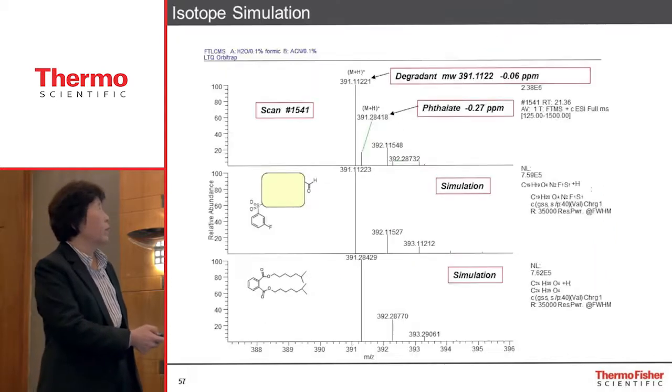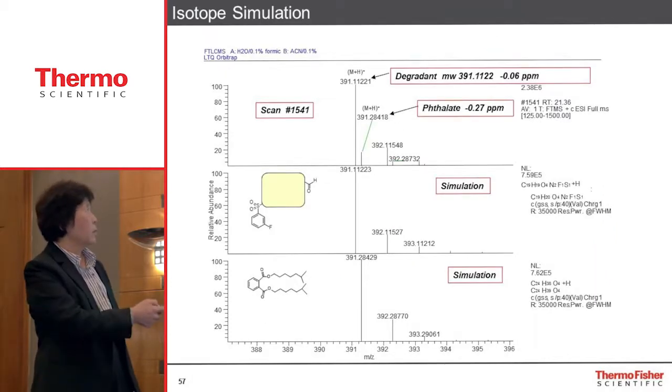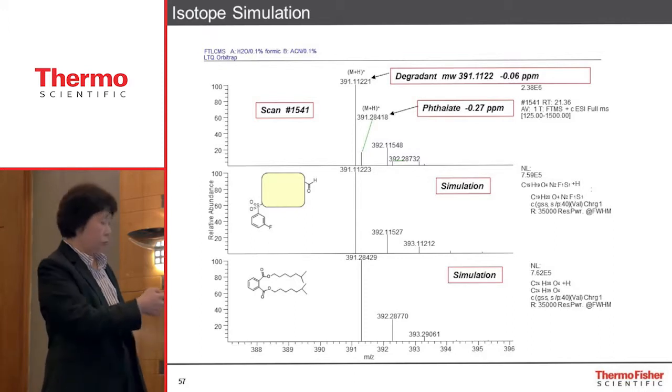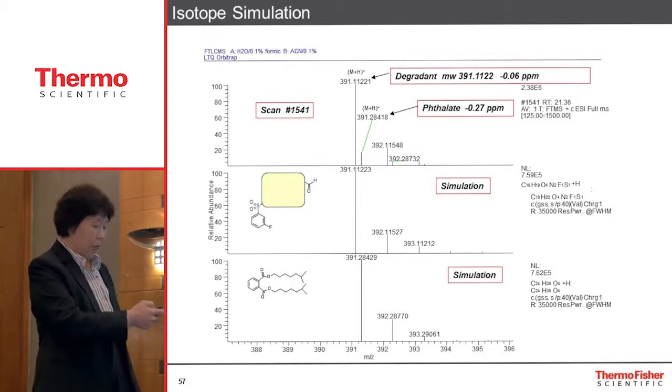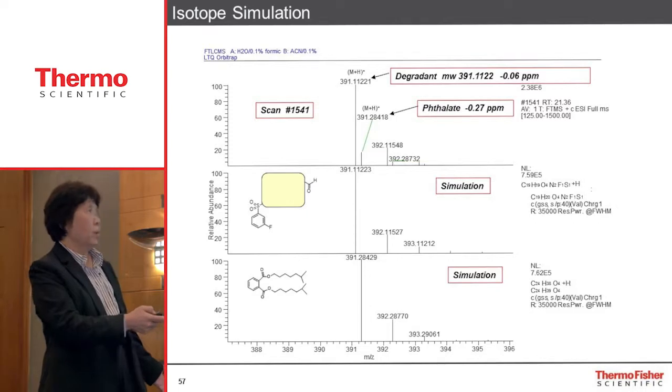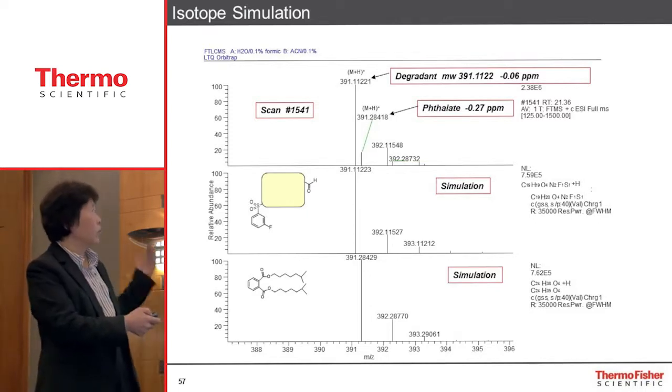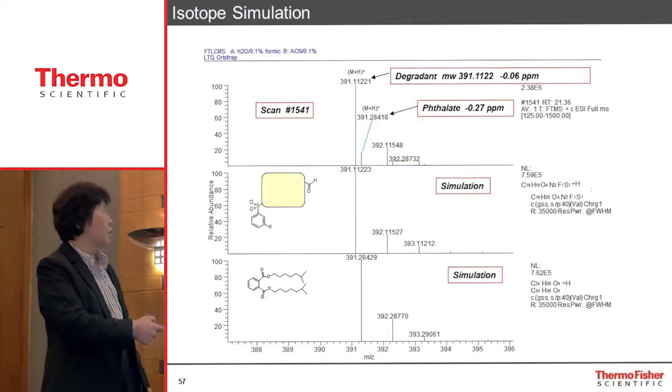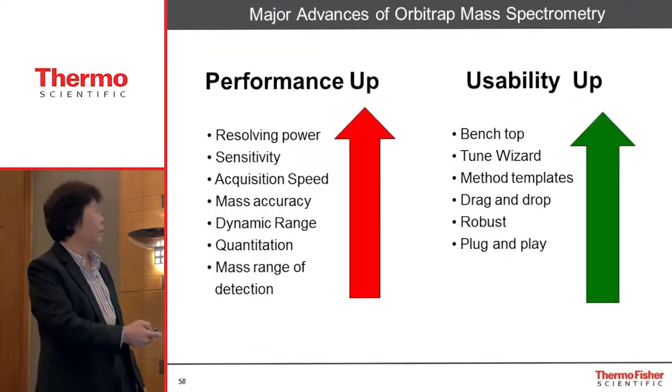So when we take a look at the isotope simulation, it's very clear they are different. Combined with MS mass fragments, we quickly came up with the structure. I can't show you that though.